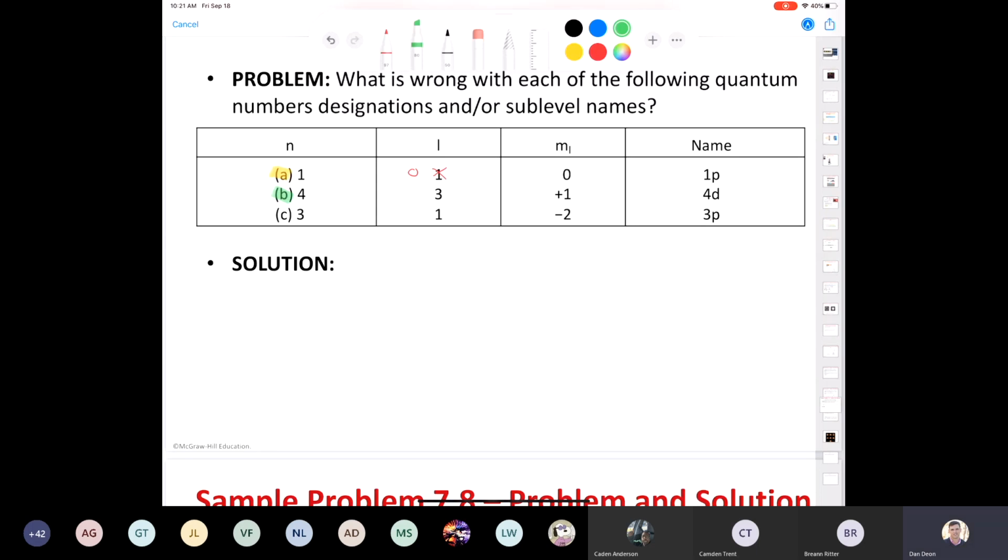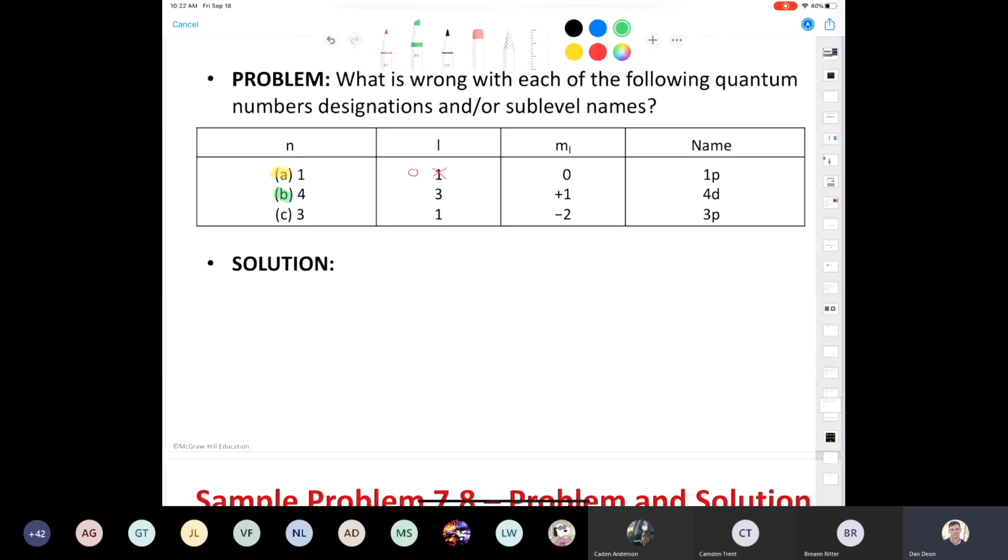Oh, there's a problem here. Did anybody see the problem with this one, with B? Yes, Grant got it. The name is wrong. So N can definitely be 4. N can go technically all the way up to infinity, I suppose. But anyhow, we're definitely not there yet.